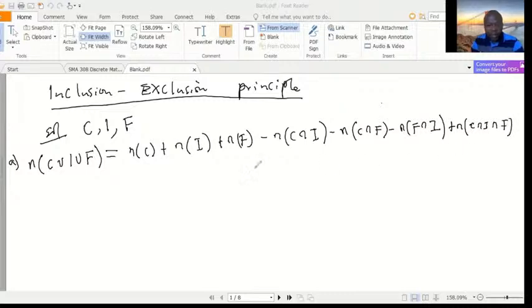So that is what the inclusion-exclusion principle says: we include those who took car loans, include those who took investment loans, include those who took school fees loans, exclude those in the intersection of car and investment, exclude those in the intersection of car and school fees, exclude those in the intersection of school fees and investment, then include those in the intersection of C, I, and F.